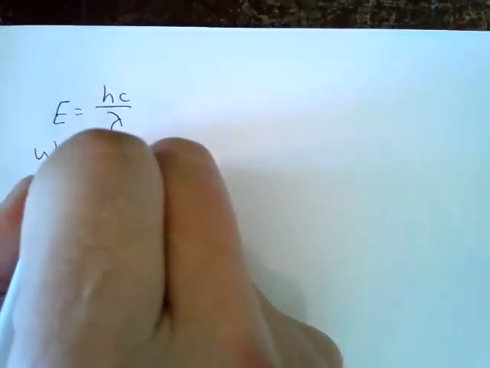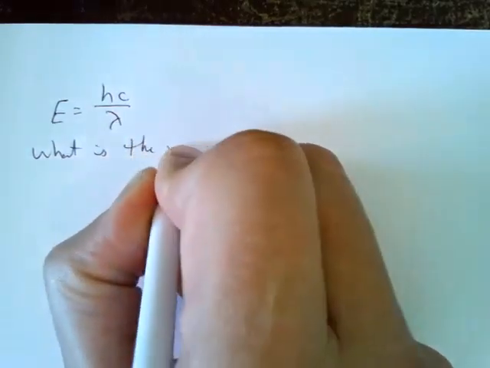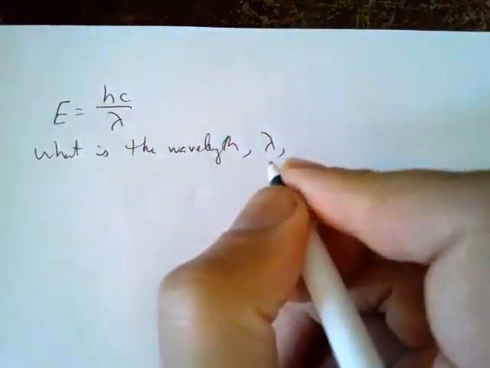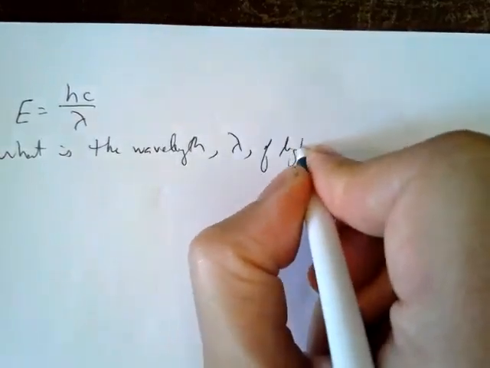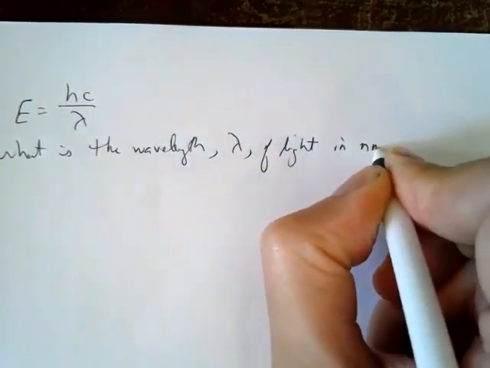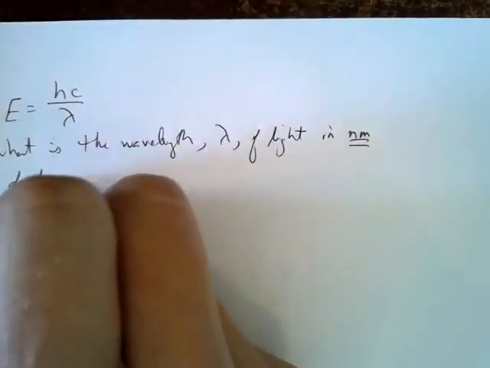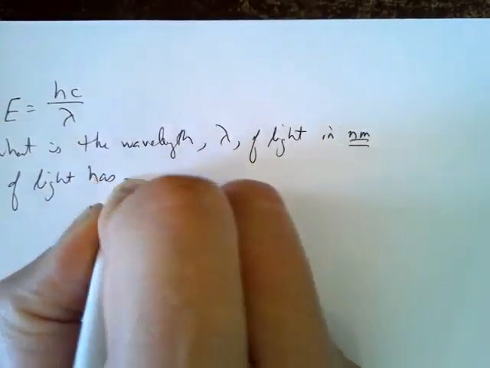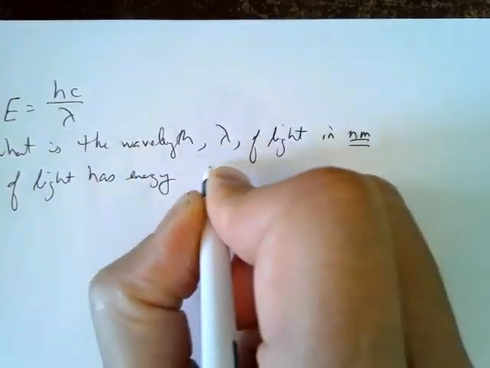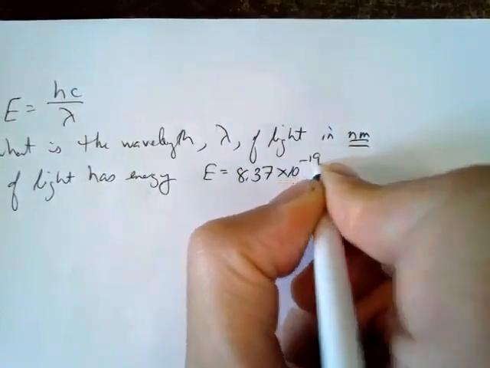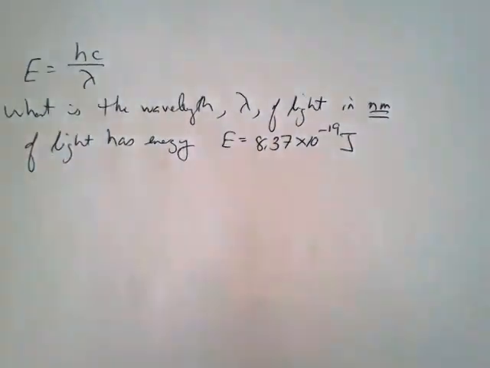And here's a question. What is the wavelength? So we're looking for lambda of light, and I want it expressed in nanometers, of light that has energy of E equal to 8.37 times 10 to the minus 19 joules.